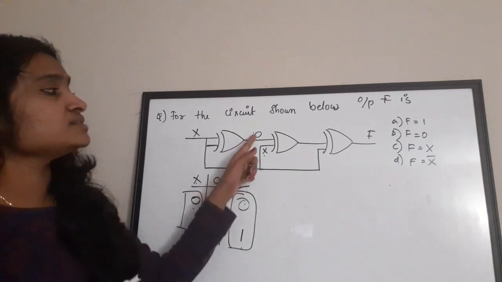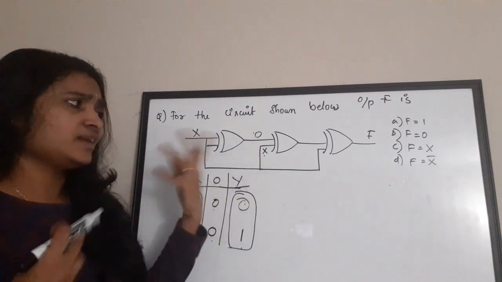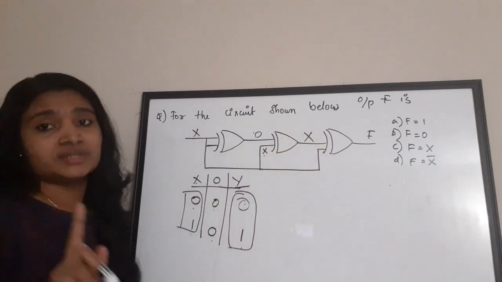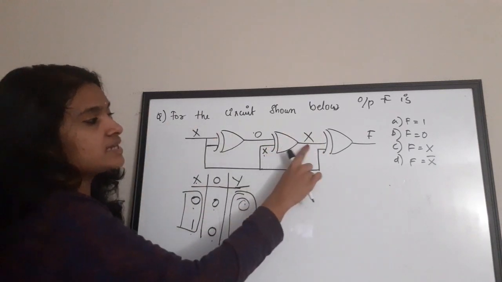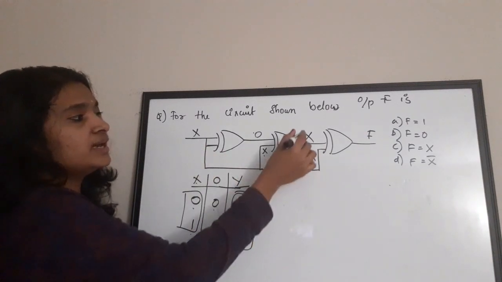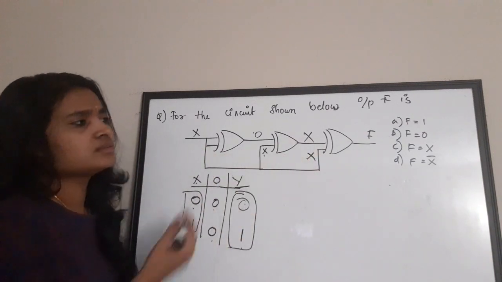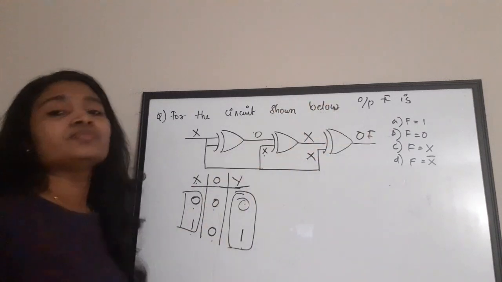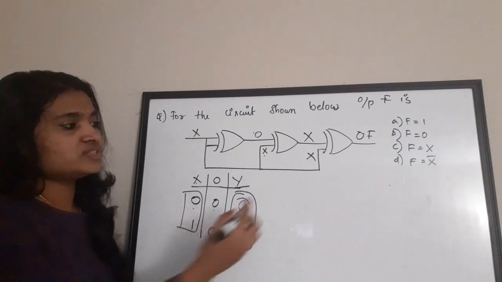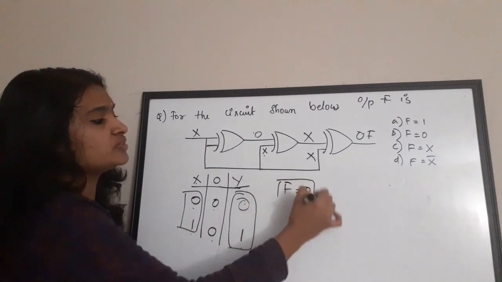If you are going to feed a 0 with an X input, that can be either 0 or 1, the output will be X only. I hope it is clear. Next, this X is fed with another X. So, what is the value? X and X, so the value is 0. Okay. So, what is the output of this circuit? It is a 0. F is equal to 0 is the output of this circuit.